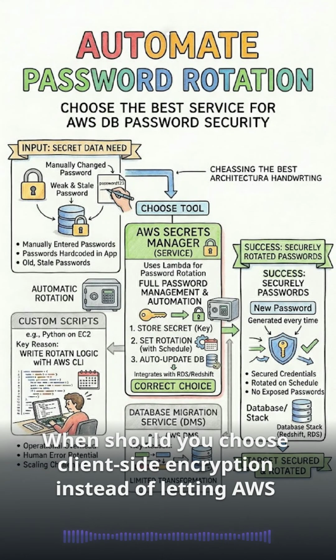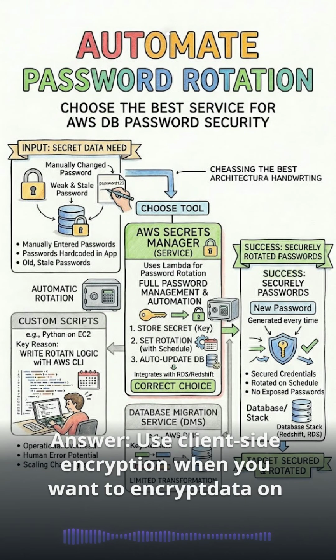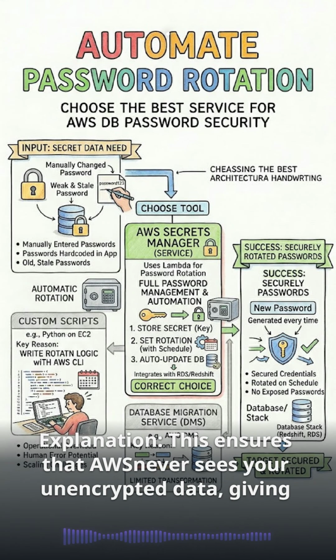48. When should you choose client-side encryption instead of letting AWS handle server-side encryption? Use client-side encryption when you want to encrypt data on your own computer before uploading it. This ensures that AWS never sees your unencrypted data, giving you total control over the security of your files.